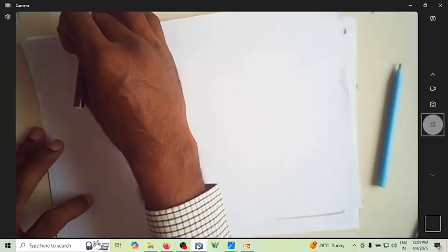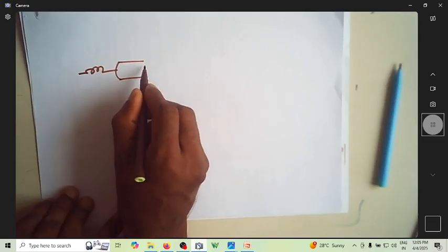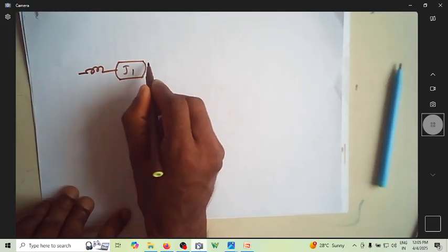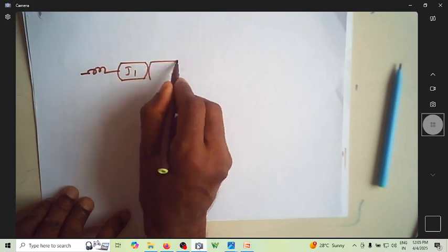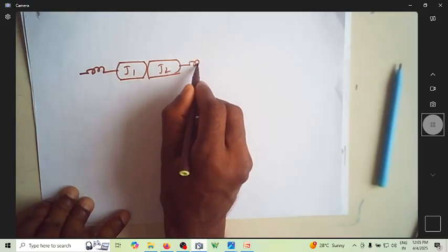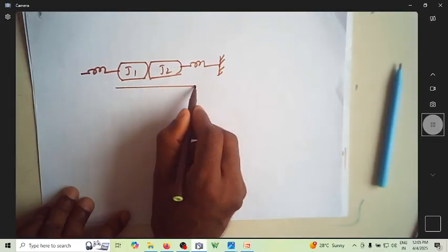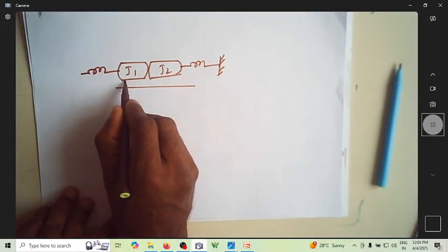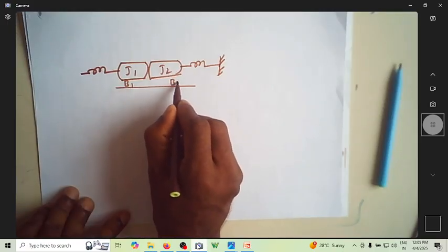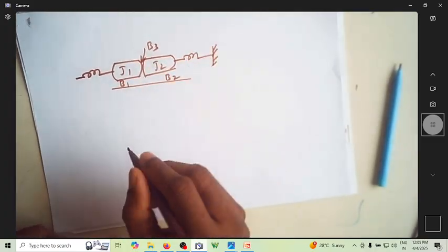So let me now take a spring constant. Let me take inertia J1. Let me take another inertia J2 here, and let me consider a spring constant. Let this be this, and let me have a friction here as B1. Let me have friction here as B2, and let me have a friction here as B3.